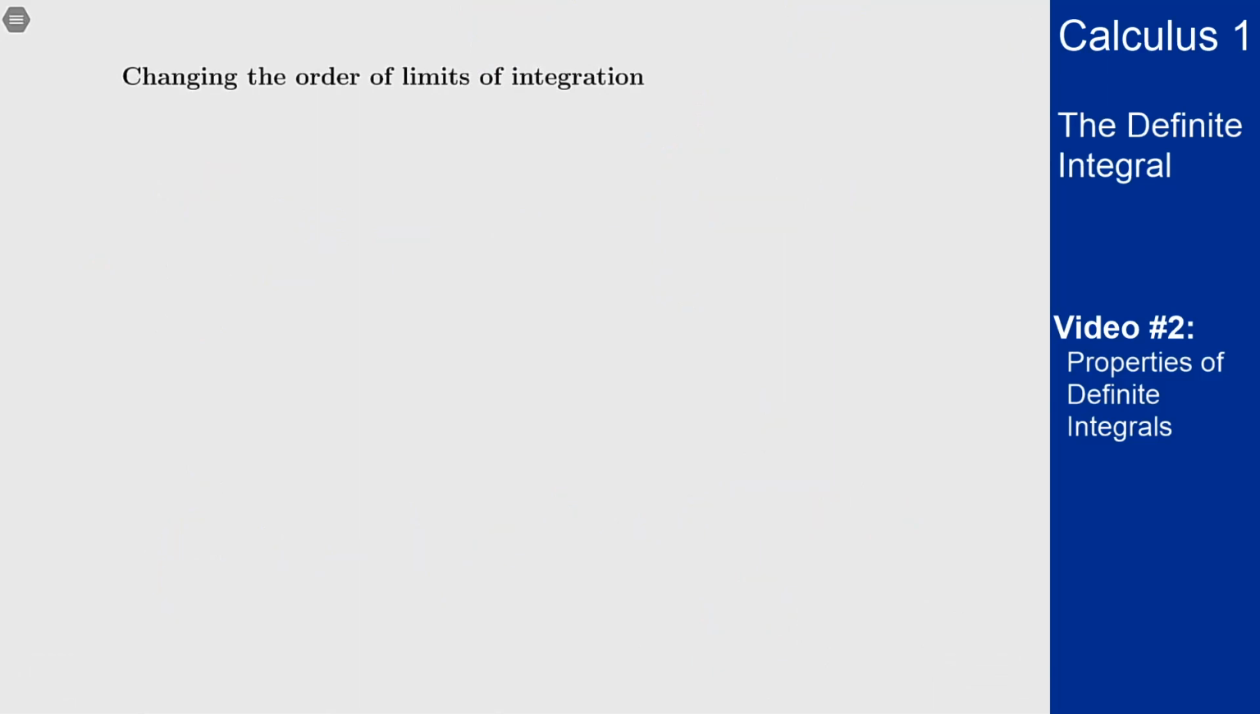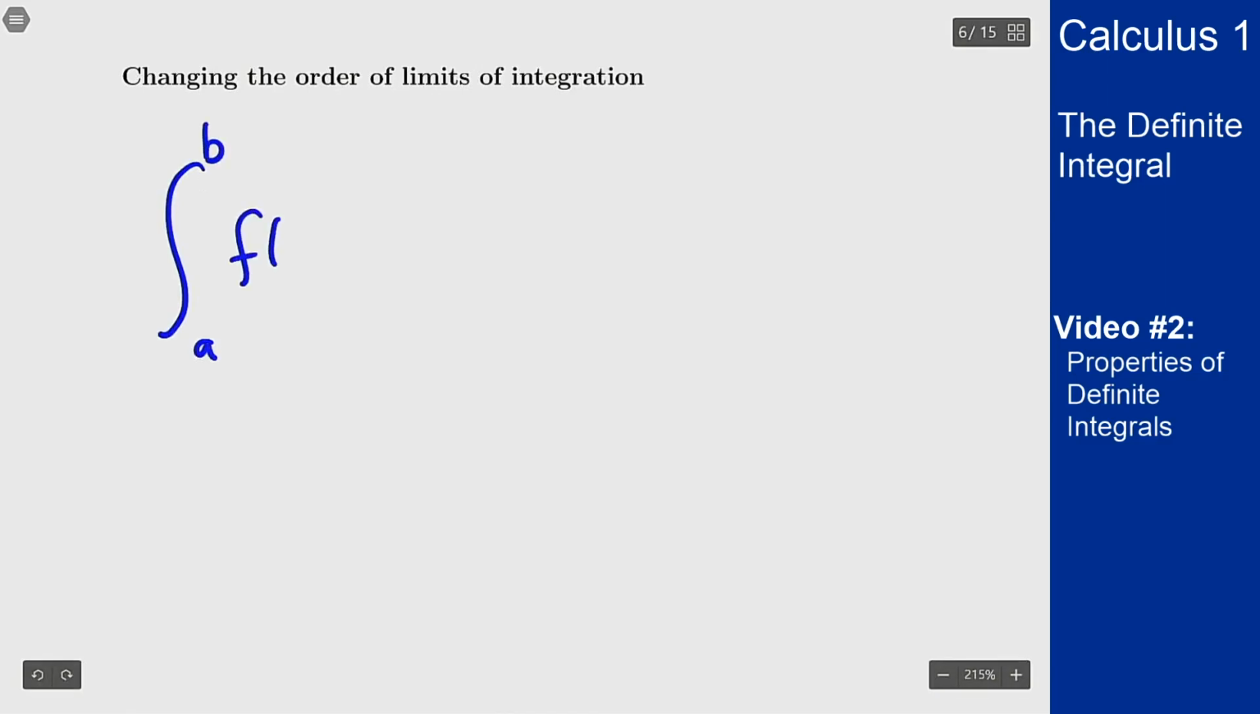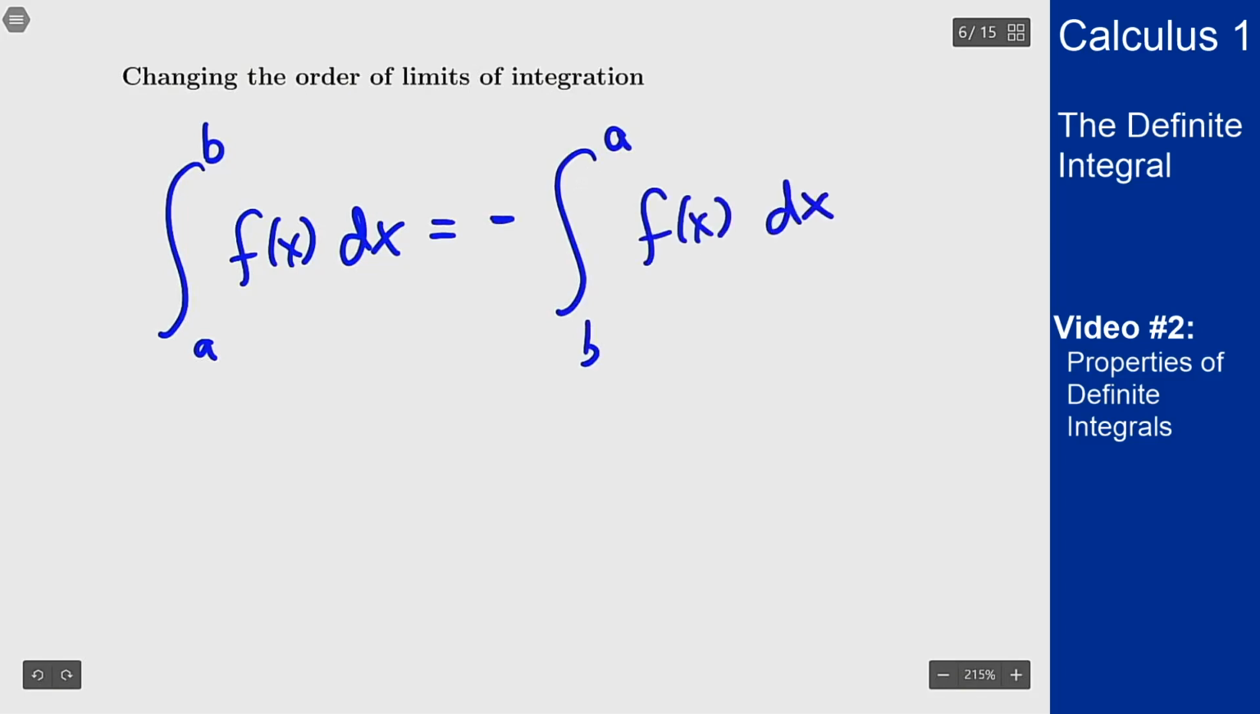Another thing we do with definite integrals is to change the order of the limits of integration. So if I look at just the integral from a to b of f of x dx, it is actually equal to negative the integral from b to a of f of x dx.